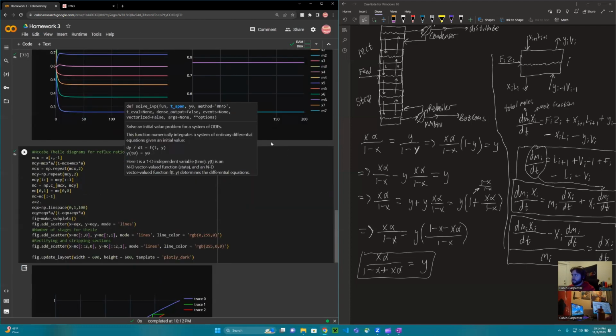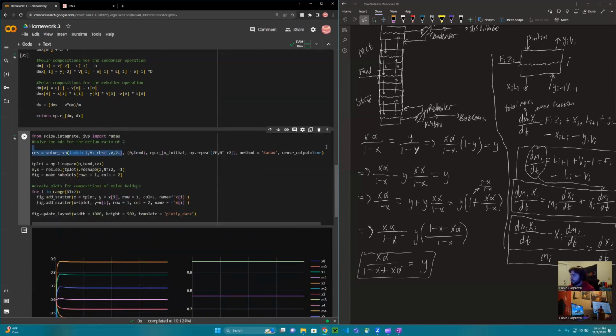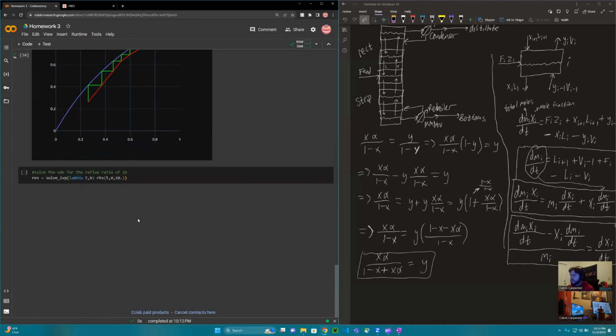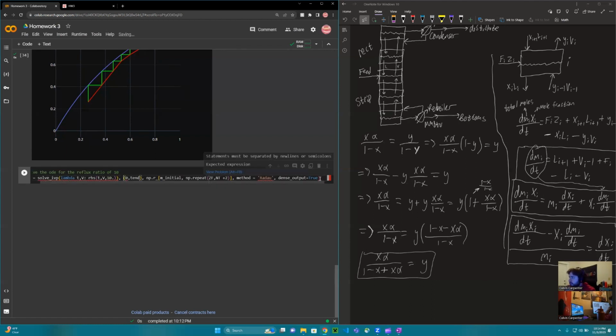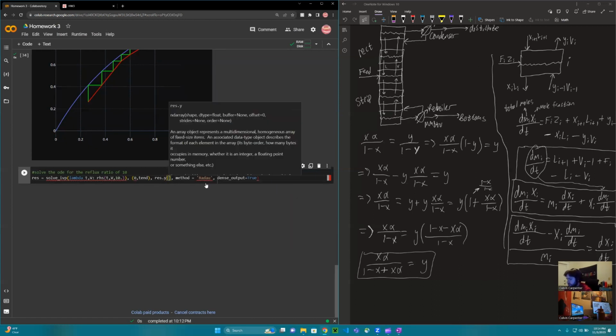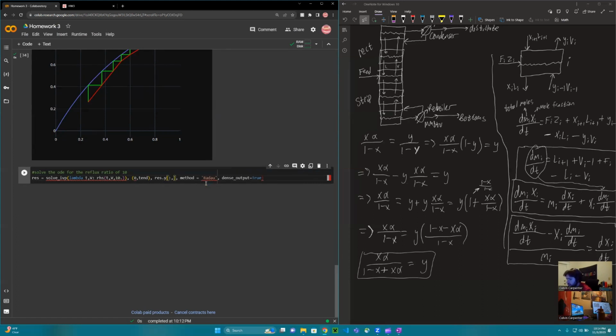Yeah, I'm just going to copy and paste this from above, and then I'll have to replace that NPR. So RHS T, V, 10, and then we'll have 0 to T end, and then res.y. Okay, and then the method should be the same, Radau. I don't know why it's underlined like that though.